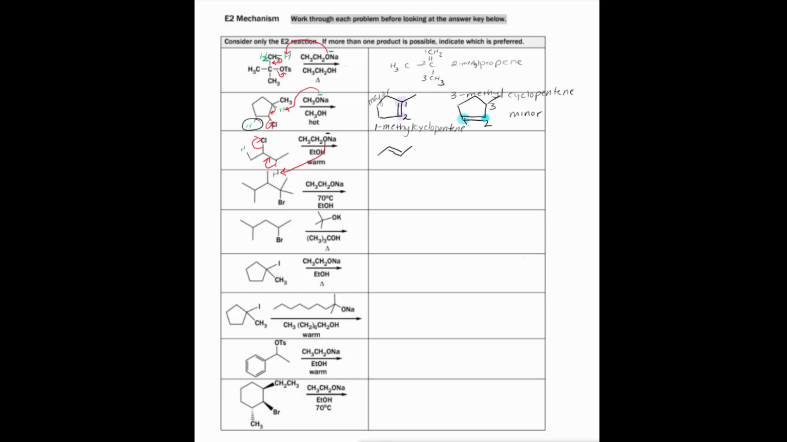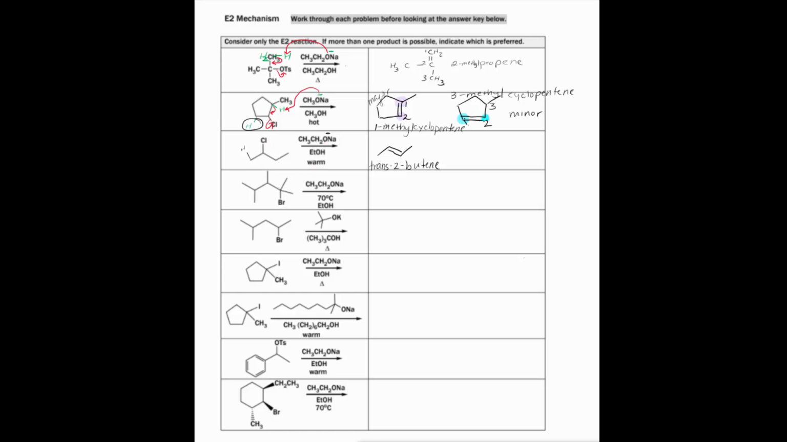Now the alpha carbon is the one that contains the chlorine in this case. So this is the alpha, and then this is the beta. So this is the compound that we make. This is called trans 2-butene. Now, what if we went after the other beta hydrogen?